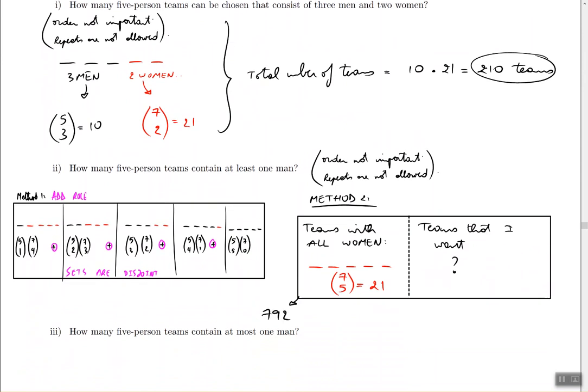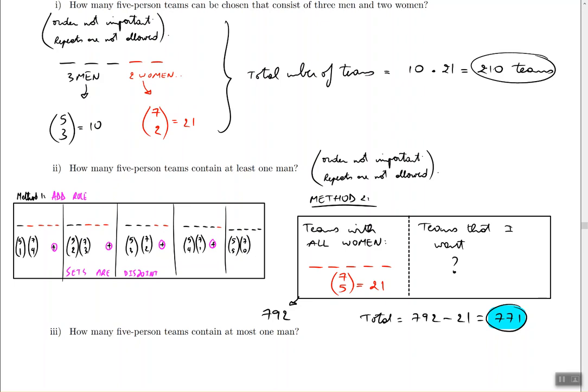So the total that I need is going to be 792 minus 21, which is going to be 771 teams. That's the final answer. And I feel like that would be a little bit faster, a little bit easier to get the answer. But if you have time, go ahead and try the other option.